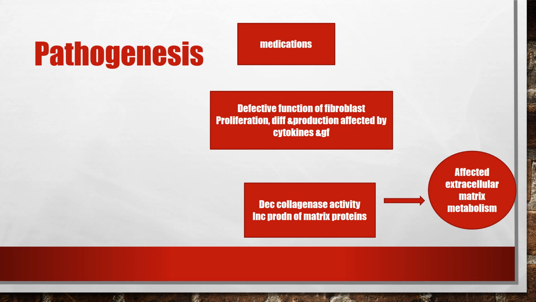The main causative factor is a medication that mainly acts on the fibroblast, which leads to defective function of the fibroblast. The proliferation, differentiation, and production all get affected by the cytokines and growth factors. So when there is defective function of fibroblast, what happens? An increased number of fibers will be formed, depletion will be less, and there will also be decreased collagenase activity. So that increases collagenase proteins and increases production of matrix proteins. This finally leads to affected extracellular matrix metabolism.